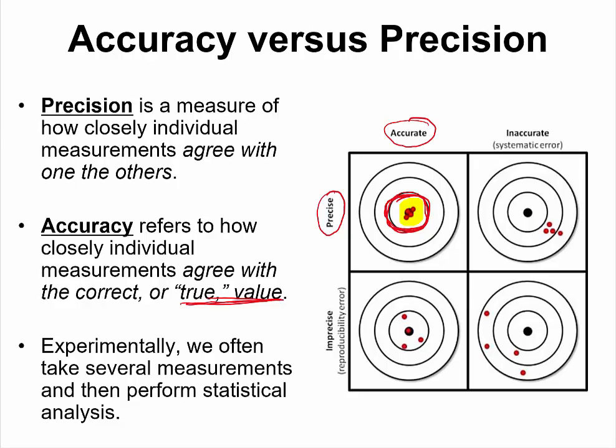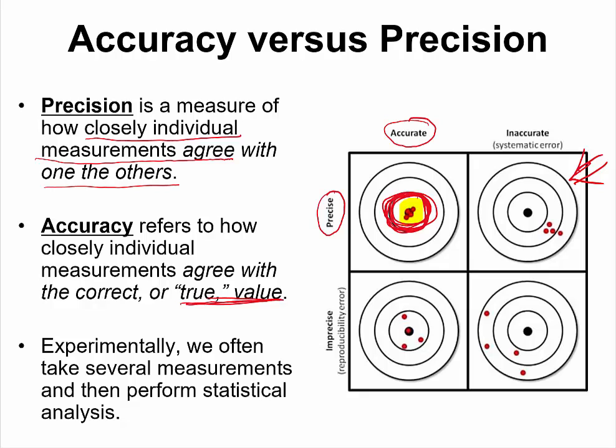On the other hand, precision is a measure of how close individual measurements are in agreement with one another. Again, for this first figure, all the darts are in agreement with one another. But let us take a look at this second figure.